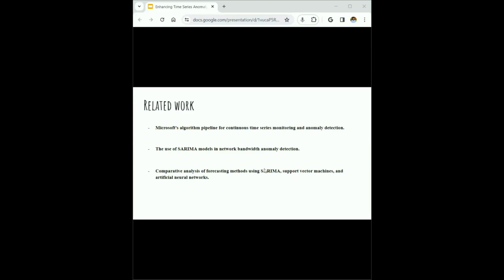Now, the third part is comparative analysis of forecasting methods using SARIMA, support vector machines, and artificial neural networks. So we are talking about the related work where we have explored certain papers and articles, and we find that these are algorithms from Microsoft and other researchers who carried out this research, using these libraries to explore whether we can find anomalies in particular data. It could be any kind of data.